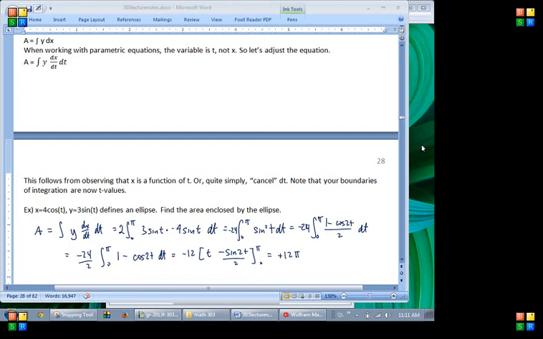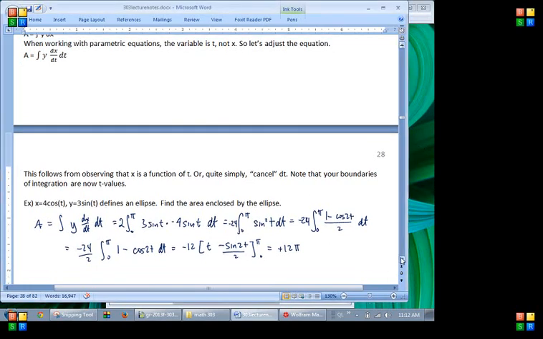Now, does anybody want to venture a guess as to what the general formula for the area of an ellipse is? Look at the equation that we started with, and look at what we finished with. We started with x equals 4 cos t and y equals 3 sin t, and we got, as a result, 12 pi. So where do you think the 12 part came from? 4 times 3. Exactly.